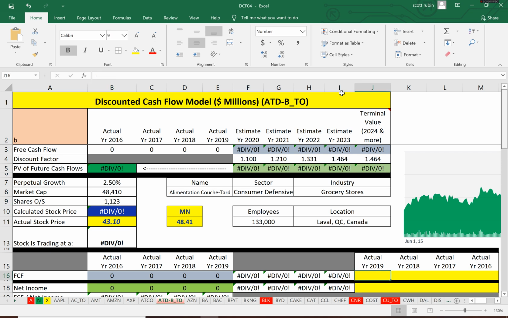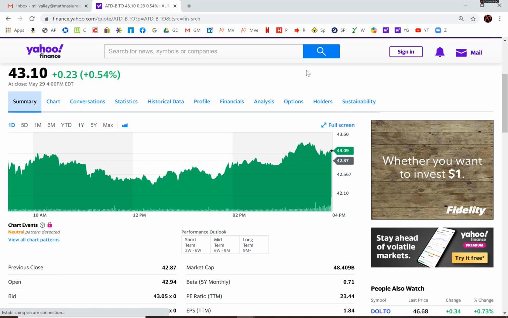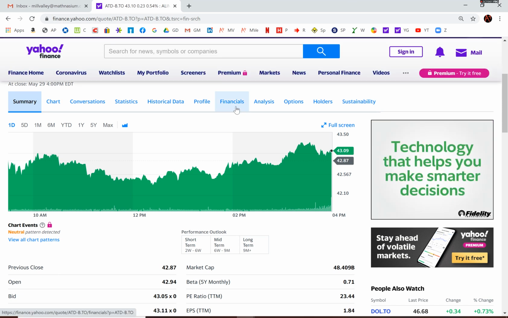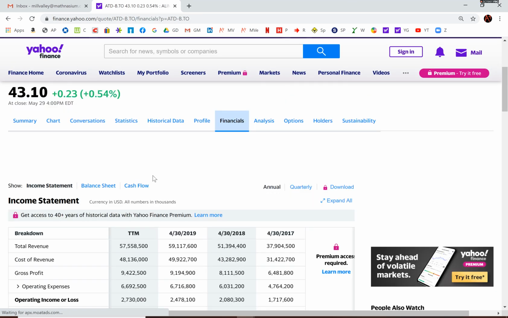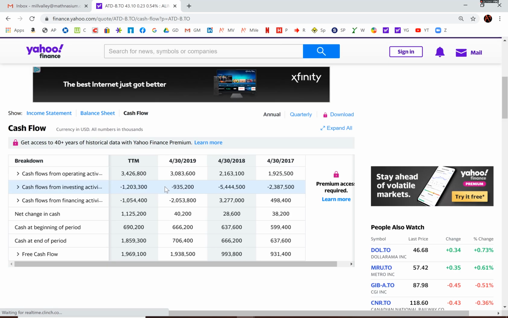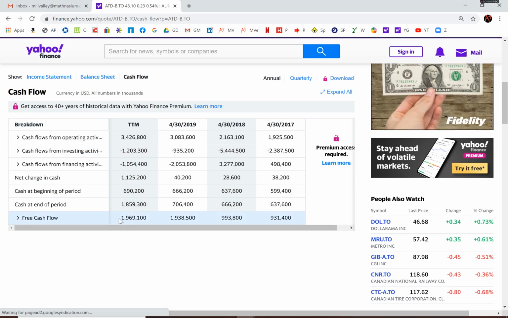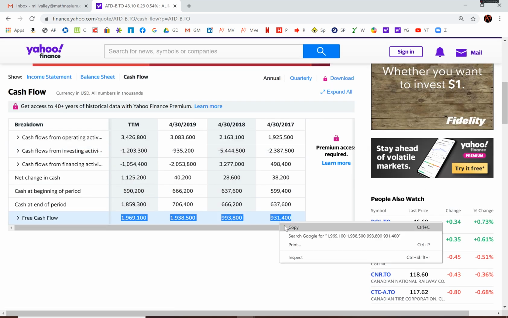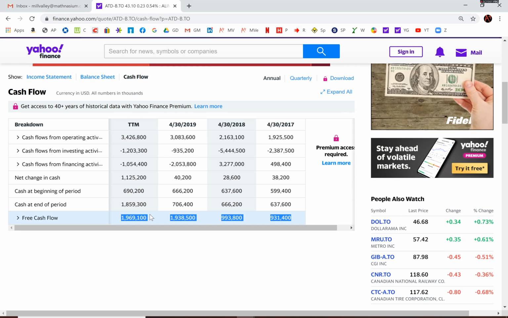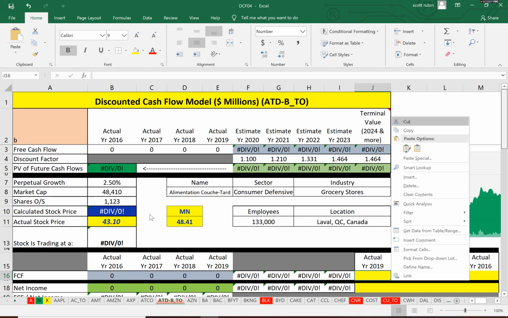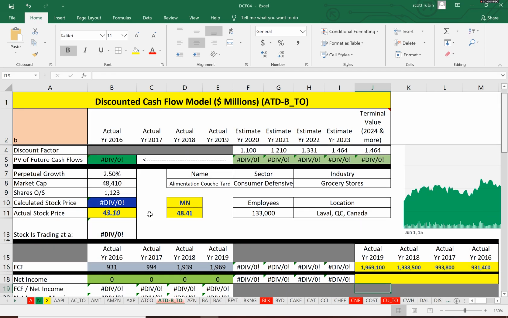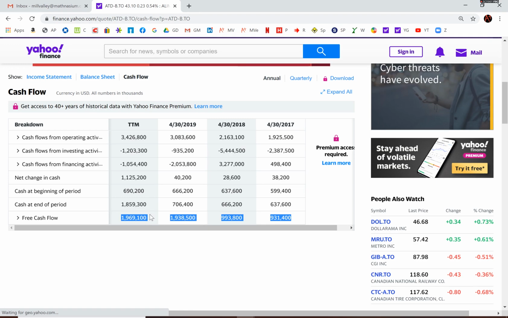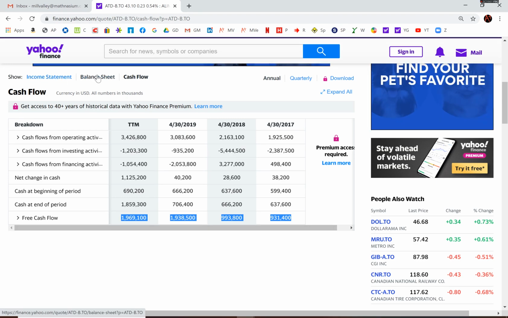Next is free cash flow. And the best way to calculate the stock price for a company is to estimate future free cash flow, then discount that back to today's dollars. And that's what we're doing in this video. This company only has 3 years of financial data on Yahoo, so I'm going to also pull in the trailing 12 months.